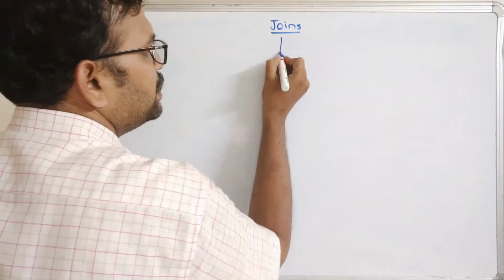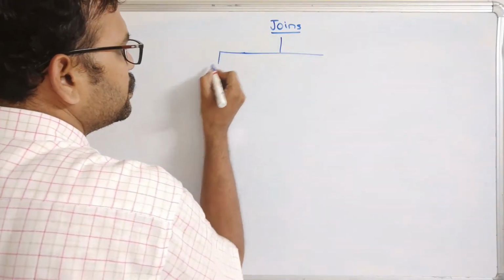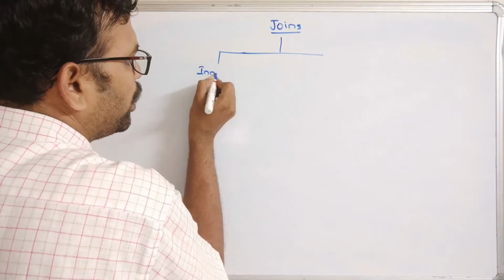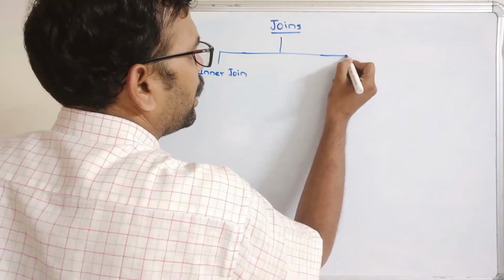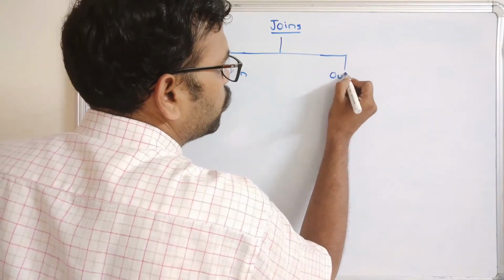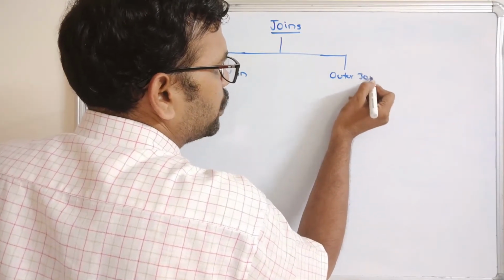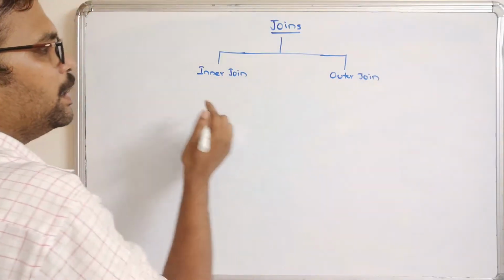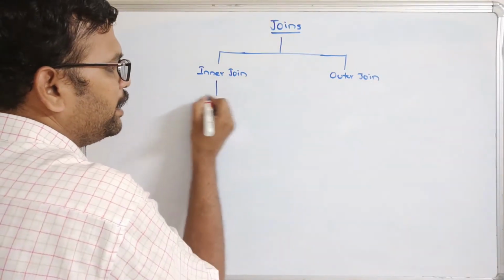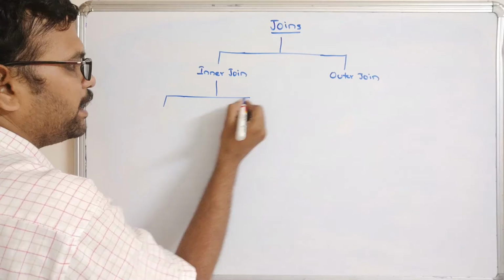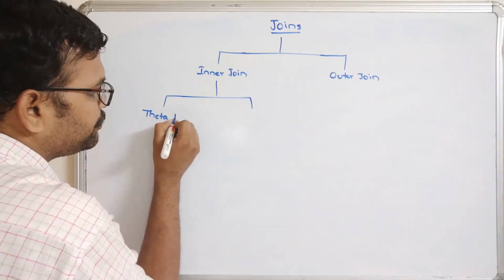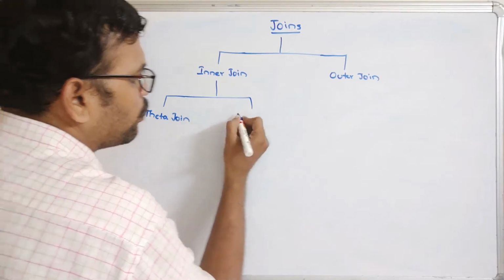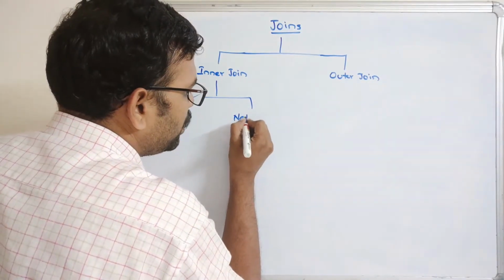So these joins are classified into two categories. One is inner join, and another one is outer join. In this inner join, again it is classified into two categories. One is theta join, another one is natural join.